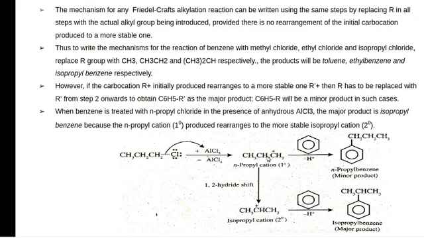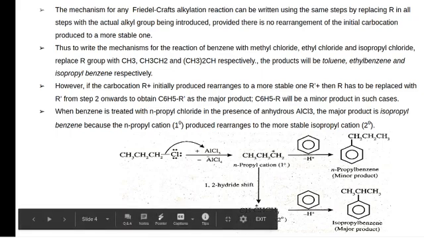So the hydrogen will move from this carbon as H minus, then that will shift to this carbon. So the positive charge will get neutralized by the negative charge of H minus. So this carbon will become CH3 and this carbon will become CH+. So this is a secondary carbocation, that is isopropyl cation. Then on reaction with benzene ring, producing the major product, that is isopropyl benzene. It is also known as cumene.